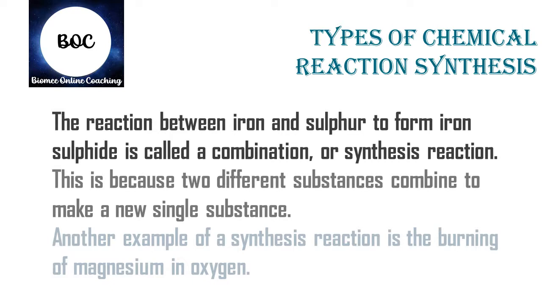The reaction between iron and sulfur to form iron sulfide is called a combination or synthesis reaction. This is because two different substances combine to make a new single substance. Another example of a synthesis reaction is the burning of magnesium in oxygen. Whenever two small compounds or two atoms combine together and form one molecule or one compound, it is known as a synthesis reaction, because when two small compounds or elements combine and form one big molecule or compound, these reactions are known as combination or synthesis reactions.